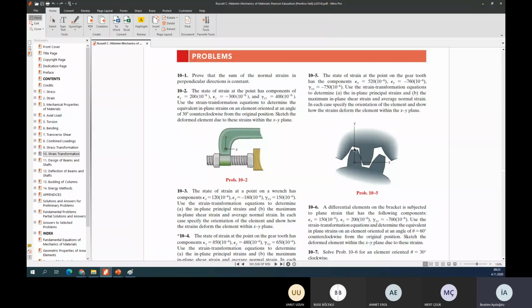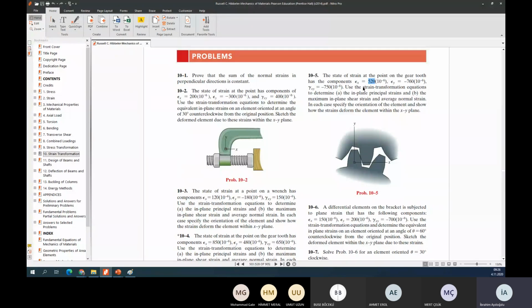And don't look at the figure. The figure is not important for solving the questions; these values are enough for us. The state of strain at a point on a gear tooth has components epsilon x is 520 times 10 to the power minus 6, epsilon y is minus 760 times 10 to the power minus 6, and gamma xy is minus 750 times 10 to the power minus 6.